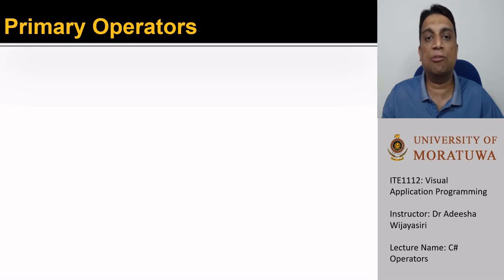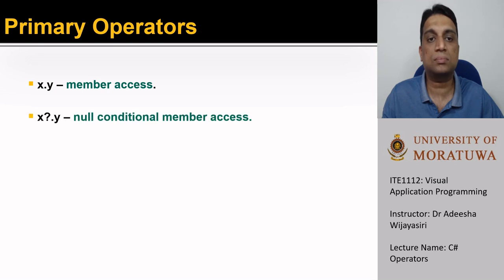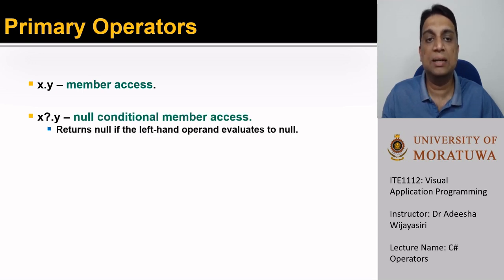Another important category of operators is primary operators. The member access operator, denoted by the period symbol, can be used to access a member of a namespace or a type. Null conditional member access returns null if the left hand operand evaluates to null. If the left hand operand is not null, then it will work similar to the member access operator.